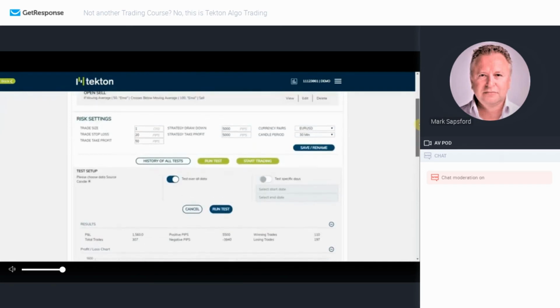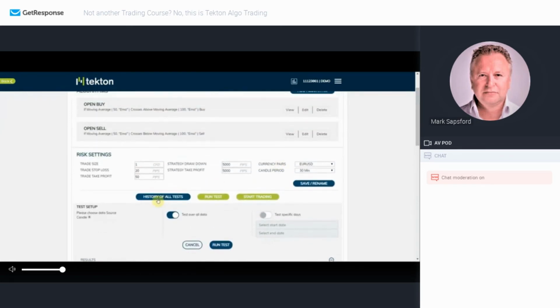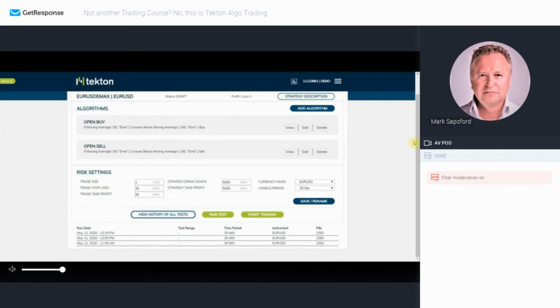Now you can actually use history of all tests. History of all tests keeps a documented list of all the tests you would have done and the time that you took that you actually did those tests. So once you can do other tests, it will keep a dossier of all of the tests that you've actually run on that particular strategy.